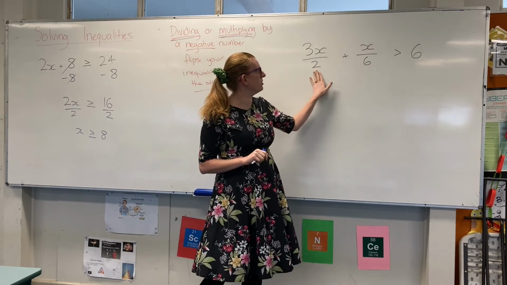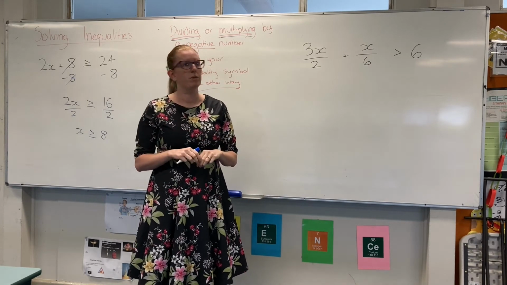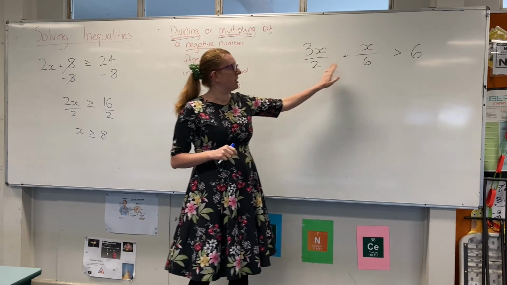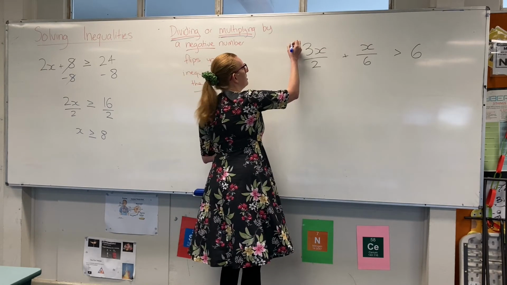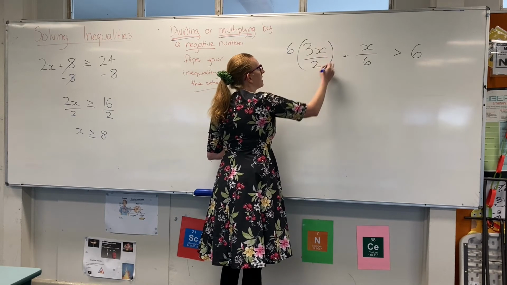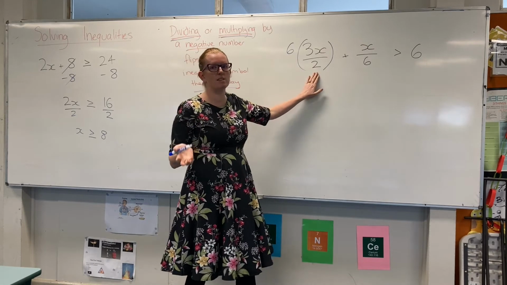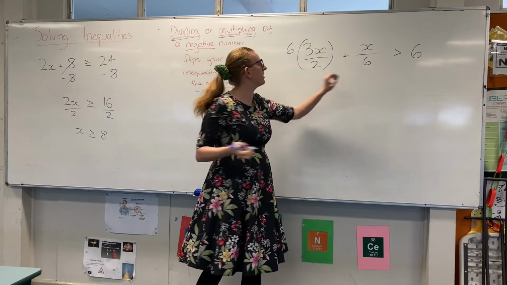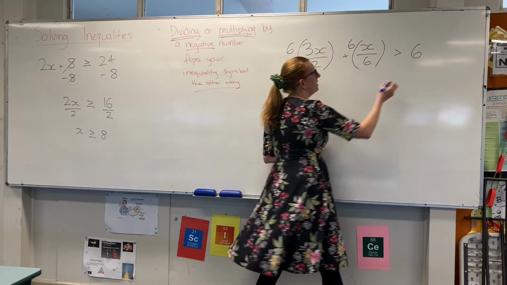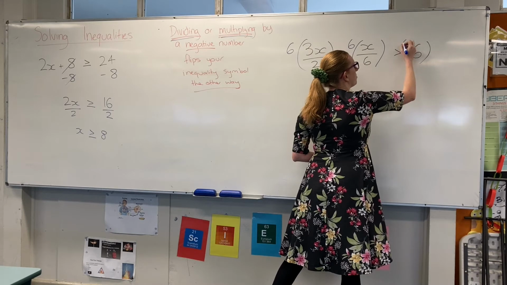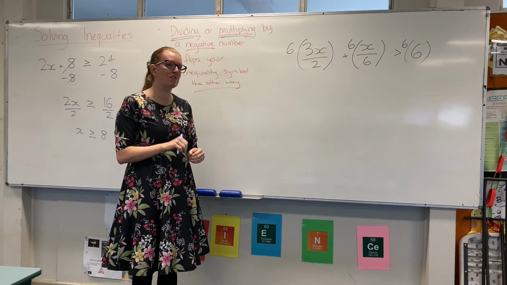So my denominators are 2 and 6. I need to find a number that both of those fit inside. So 2 actually goes into 6. So what I do is I put a 6 in the front and I put all of this in brackets. Okay, so 6 is my chosen number because 2 fits in 6 and 6 fits in 6. So I'm going to put this in brackets and put that 6 in front, and I'm going to put this in brackets and put a 6 in front. Okay, because 6 is my chosen number that all of my denominators fit inside.